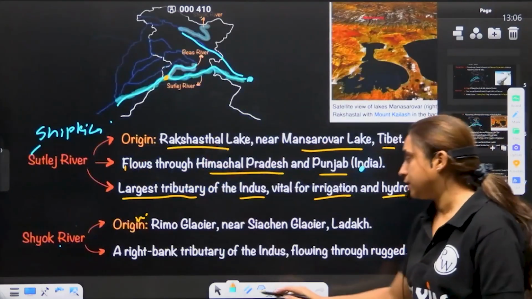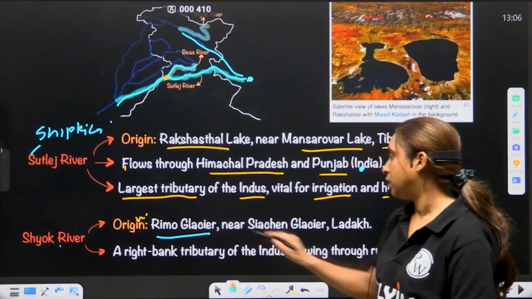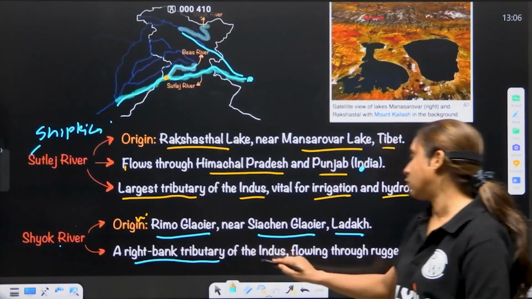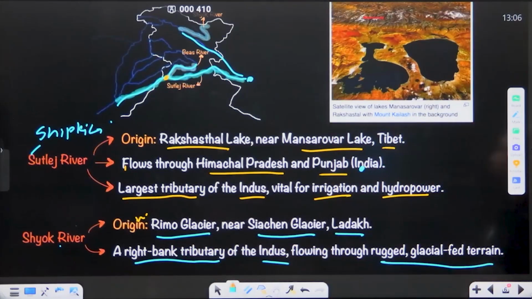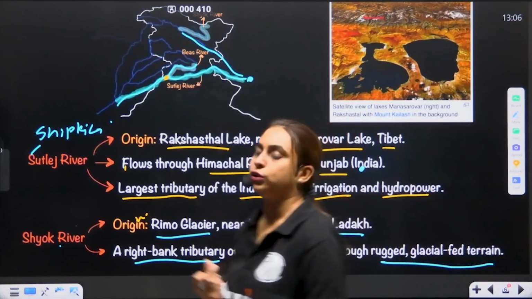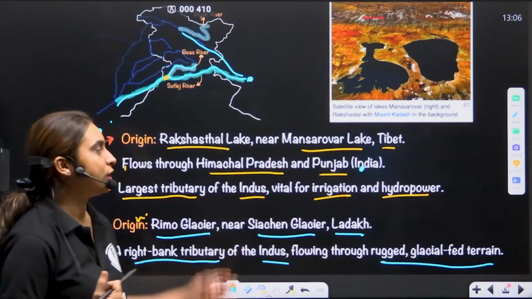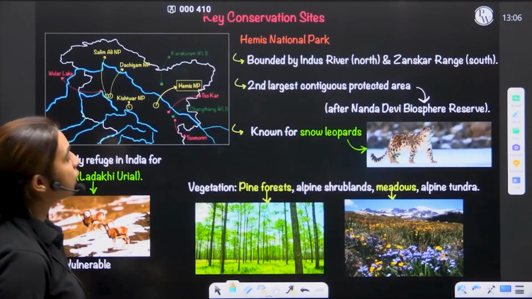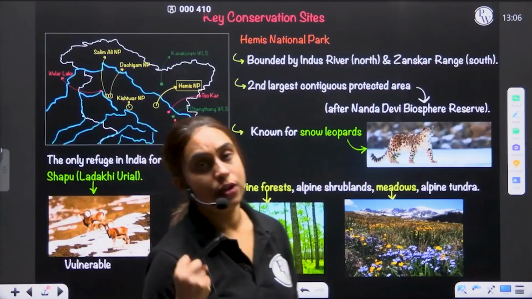Shyok River. It is coming from a Remo Glacier near Siachen Glacier in Ladakh. It is the right bank tributary of Indus. It is flowing through glacial fed terrain. So it's flowing through a rugged terrain, not so flat terrain, and it is flowing through a glacial fed terrain. So Remo Glacier, which is just near Siachen Glacier. So this was about the Indus River and the major tributaries.